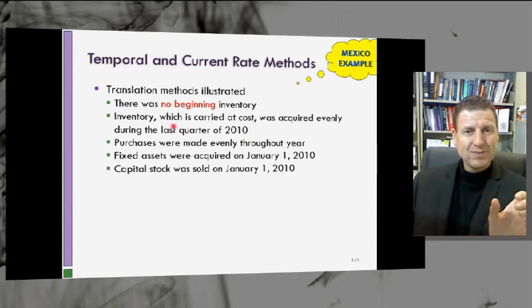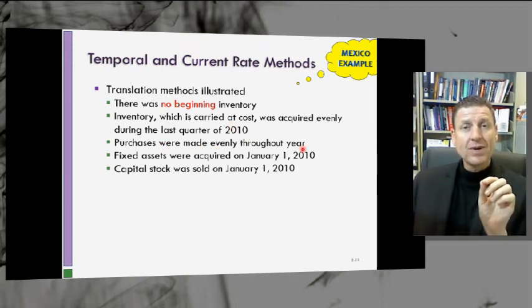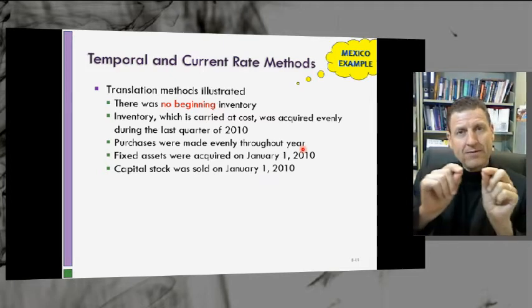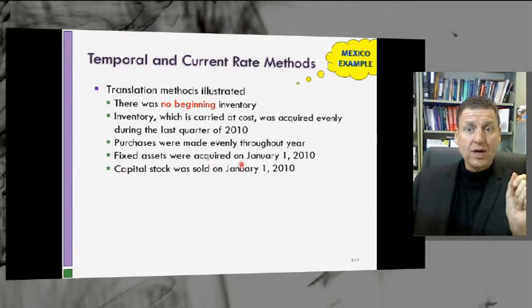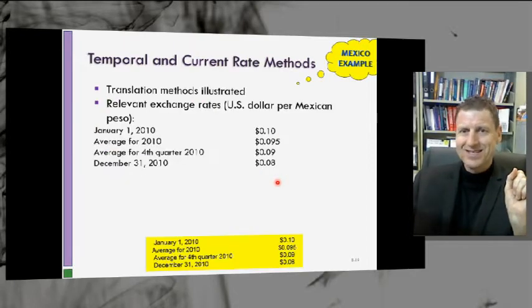See, note these bits of information. This is very important. Purchases were made evenly throughout the year, so we might use the average exchange rate throughout the year. Fixed assets were acquired on January the 1st, and capital stock was sold on January the 1st.